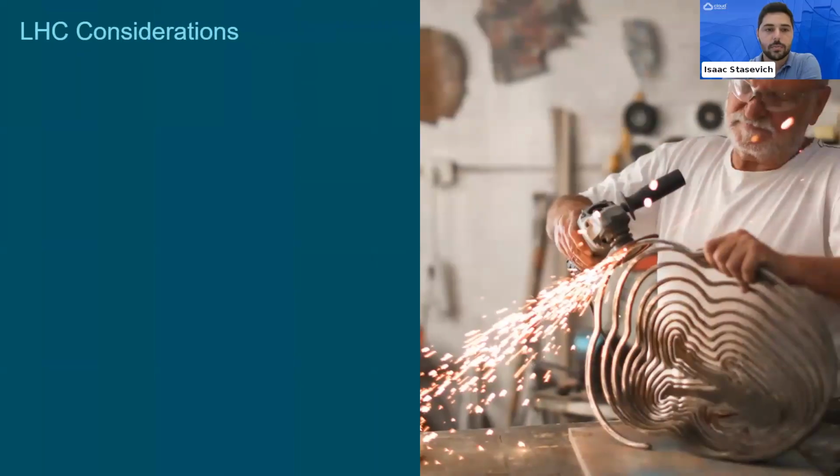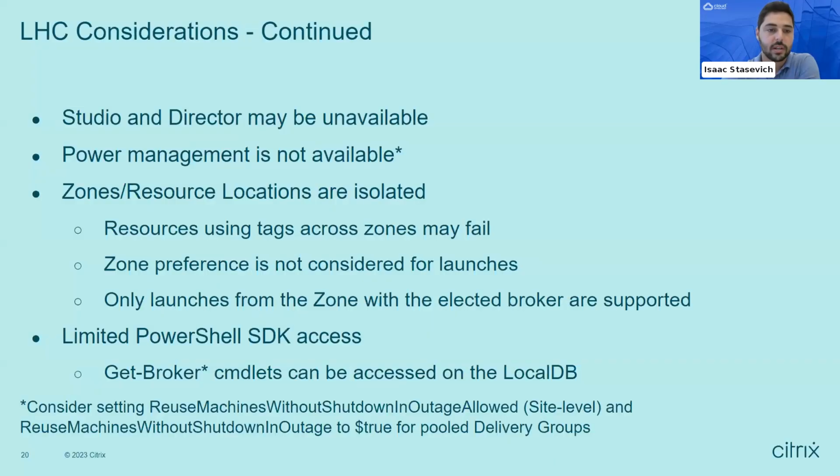All right, so let's move into some of the considerations and potential limitations of localhost cache. Some of the big ones here are that, as has been said a few times, Studio and Director may be unavailable, as well as power management not being available. And we can see the star on the bottom is that, even if power management is unavailable, if you want to use those pooled desktops more than one time, we can do that with reuse machines with shutdown and outage allowed, and reuse machines without shutdown and outage. And just mentioning that is both at the site level and the delivery group level.